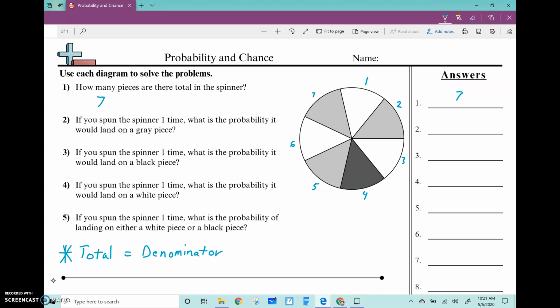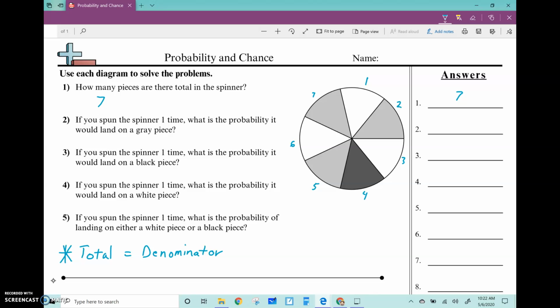And notice that we counted each color as its own individual color. We didn't say, okay, there's a 1 and grouped all white pieces. We gave each white piece, gray piece, and darker gray piece its own number. So that's going to be important when identifying your total number. All right. So what they're asking for in number 2 is, if you spun the spinner one time, what is the probability it would land on a gray piece?